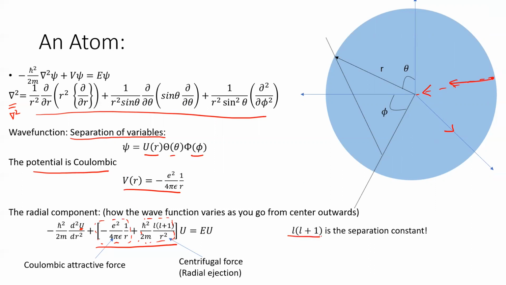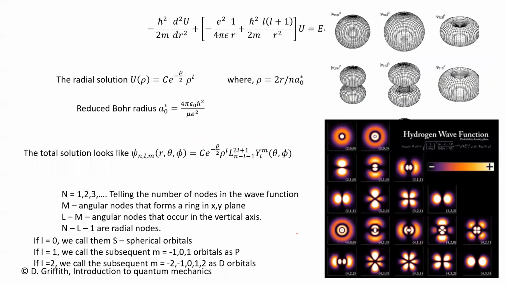Here we have L into (L plus 1), which is a separation constant. Whenever we separate variables, you'll have three equations which are all equal to some constant, right? We make it to be like this. We will see where this is used later on. So I write the Schrödinger's equation once again.